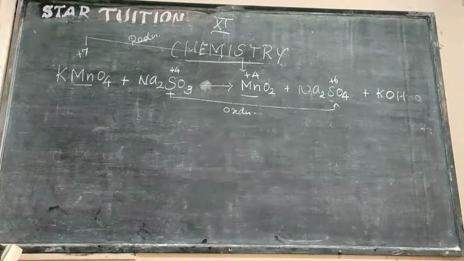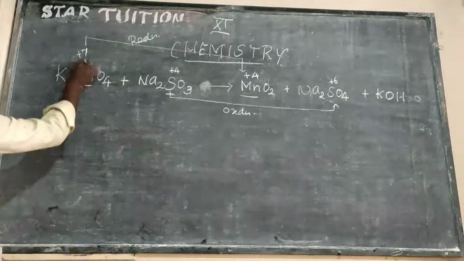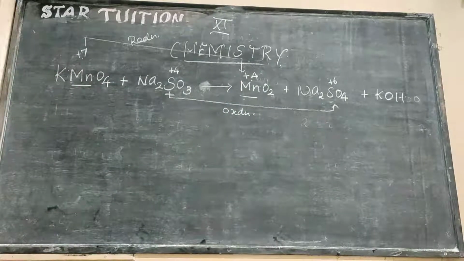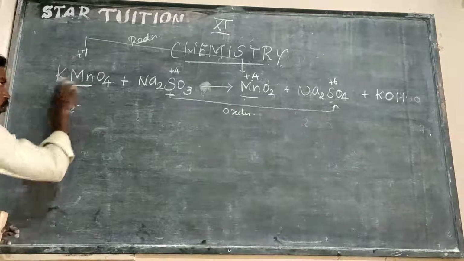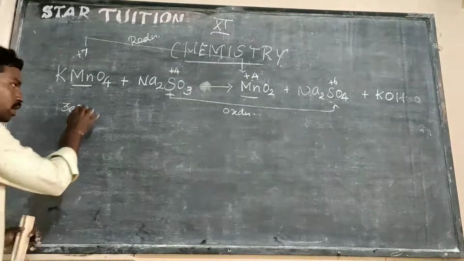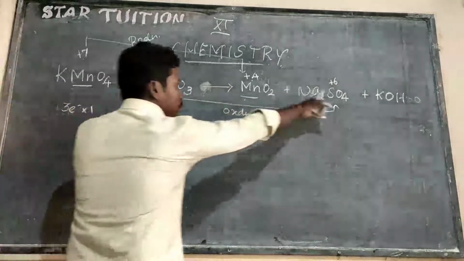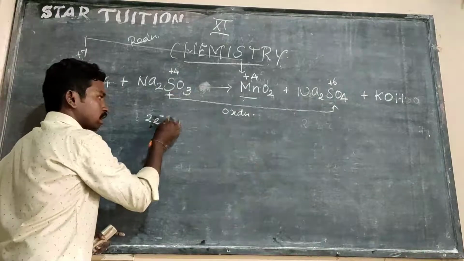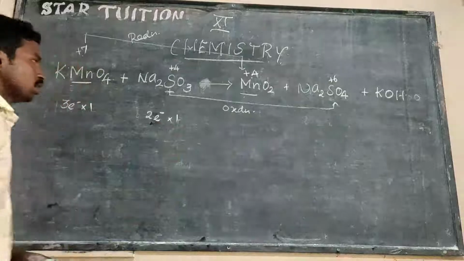Then step 2. Step 2 is cross multiplication. Here manganese plus 7, here manganese plus 4. What is the difference in charge? 7 to 4, difference 3. So 3 electrons. How many manganese atoms? Only 1. So 3 into 1. Then come to this side. Here plus 4, plus 6. Difference is 2. So we have to write 2 electrons into number of sulfur 1. So 2 electrons into 1.